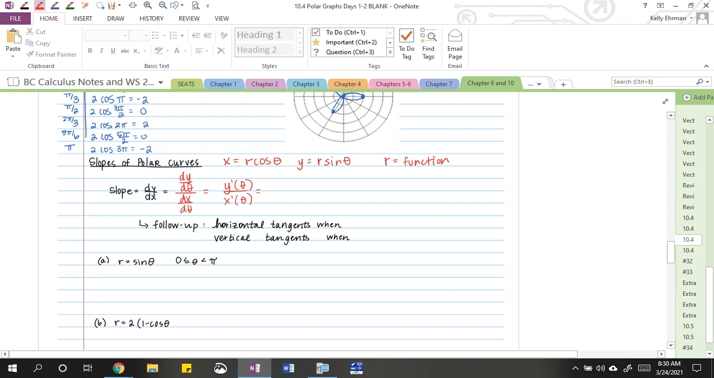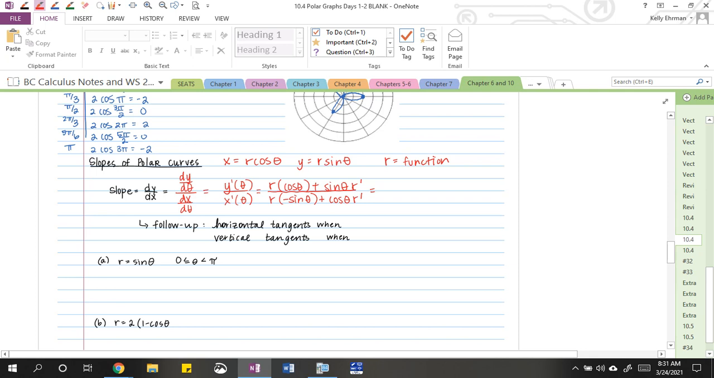So when we say that it's y prime of theta, taking the derivative of y means I have to do a product rule. So it's the first function times the derivative of the second plus the second function times the derivative of the first. We'll just call that r prime. Remember, r is in terms of theta, so there's no extra dr d theta. And then what about x prime? Same idea. It's the first function times the derivative of the second plus the second function times the derivative of the first.